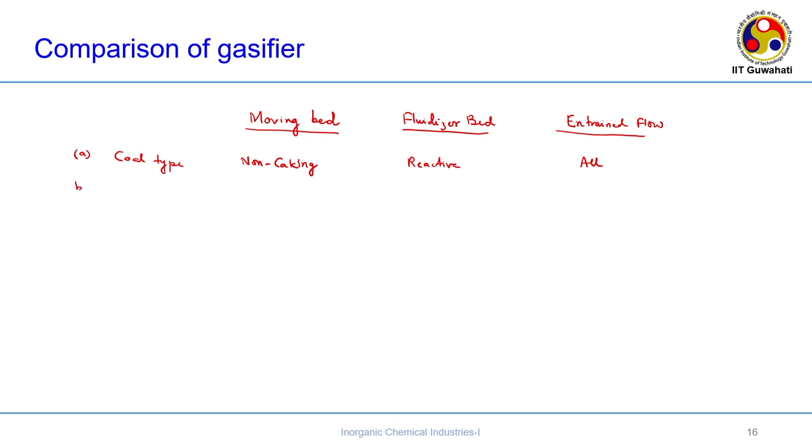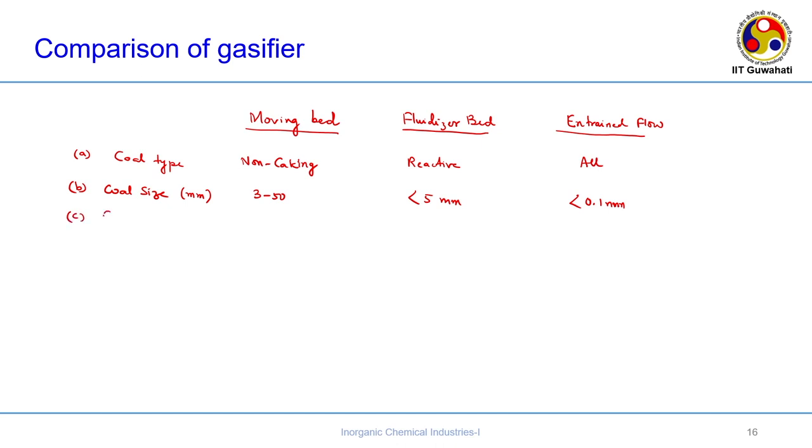Then the coal size is also important, because while you crush them, you are putting in more energy. So, you should be very careful what the coal size should be. If I want the diameter in millimeter, near about 3 to 50 millimeter is sufficient for moving bed. It is less than 5 mm in the case of fluidized bed, and it is even less, 0.1 millimeter, in the case of entrainment. So, the lowest coal size is required.